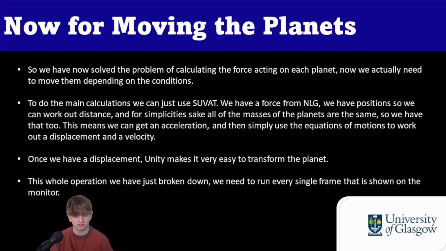We can just use the equation of motion, SUVAT. We have a force from Newton's law of gravitation. We have positions, so we can work out distance, and the masses are all the same. So if we have a force and we have a mass, we can get acceleration. And then we can just use that acceleration and a time, which we can get from Unity, to work out a displacement and velocity. Okay, so we can use this. Once we have the displacement, Unity makes it very easy to move those planets. Again, you need as many tools, so we can just give Unity that displacement and it will move those planets for us. Now, obviously, after we've done this whole operation, the planets will have likely only moved a very small amount.